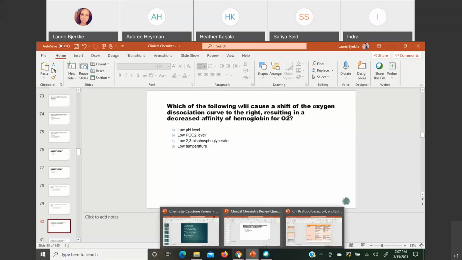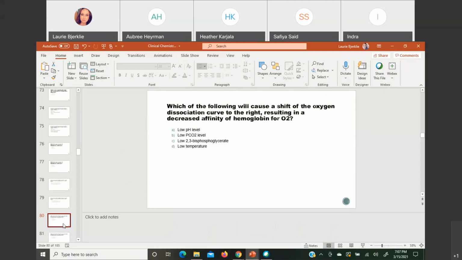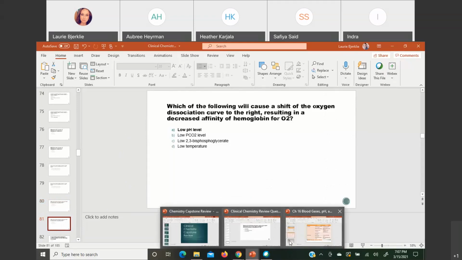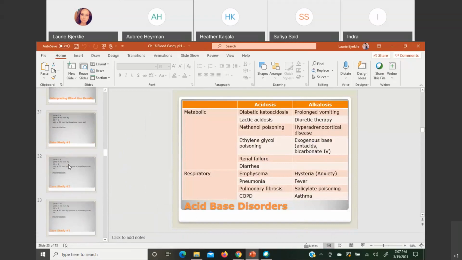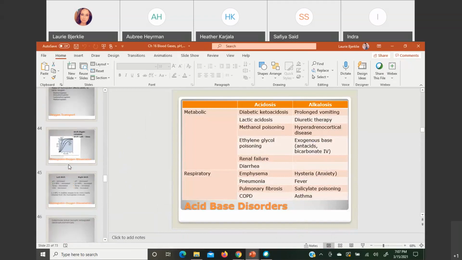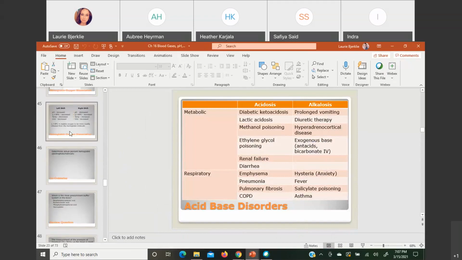Okay, so we need to revisit probably our oxygen dissociation curve, which is kind of a crossover from heme to chemistry. So in this case, an acidic or low pH would cause a curve to the right. So if I go back to my same PowerPoint that I've been referencing for those acid-base disorders, I should also have oxygen dissociation curve stuff.